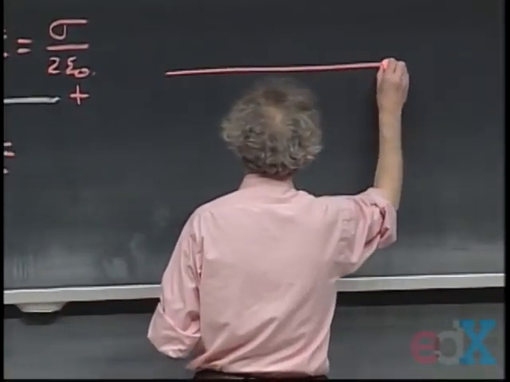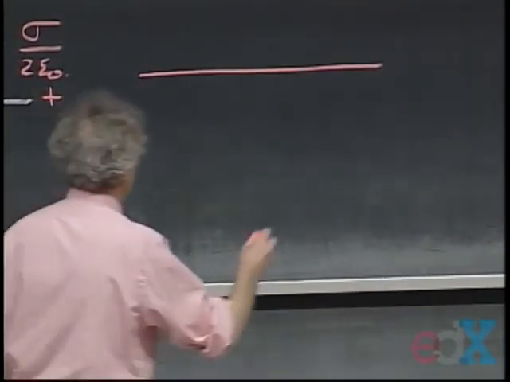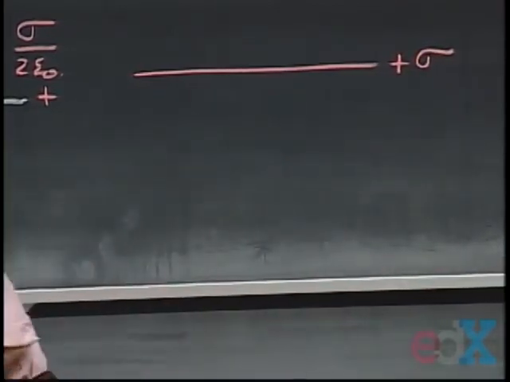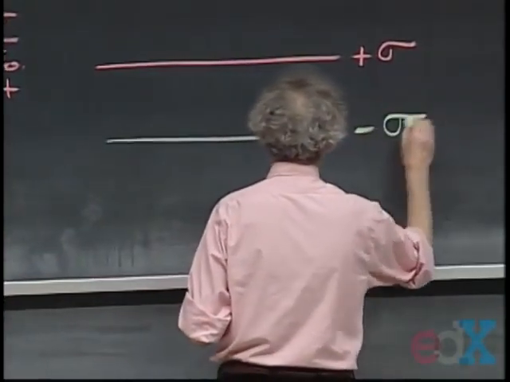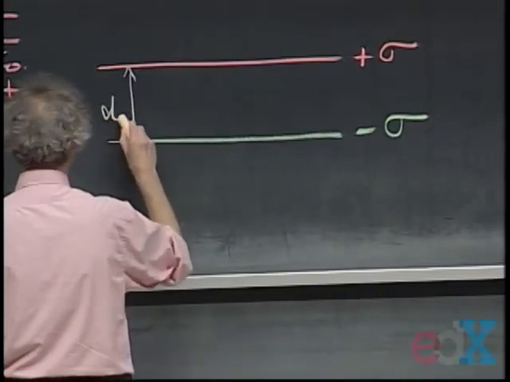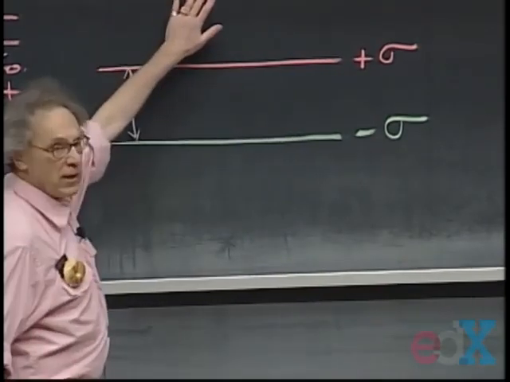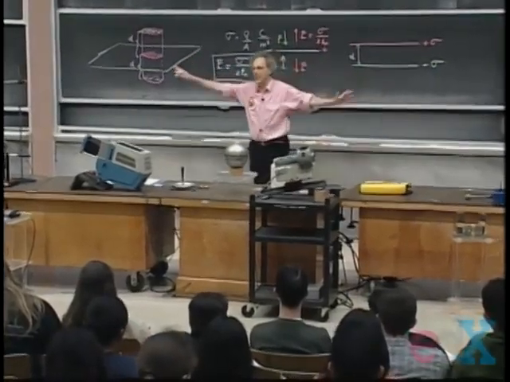plate, very large, nothing is infinitely large, of course, and it has a surface charge density plus sigma, and I have here a plate which has surface charge density minus sigma, and the separation between these two plates happens to be d. And the question now is, what is the electric field anywhere in space? Here, here, and here. And we'll think of them as being infinitely large, each plate.